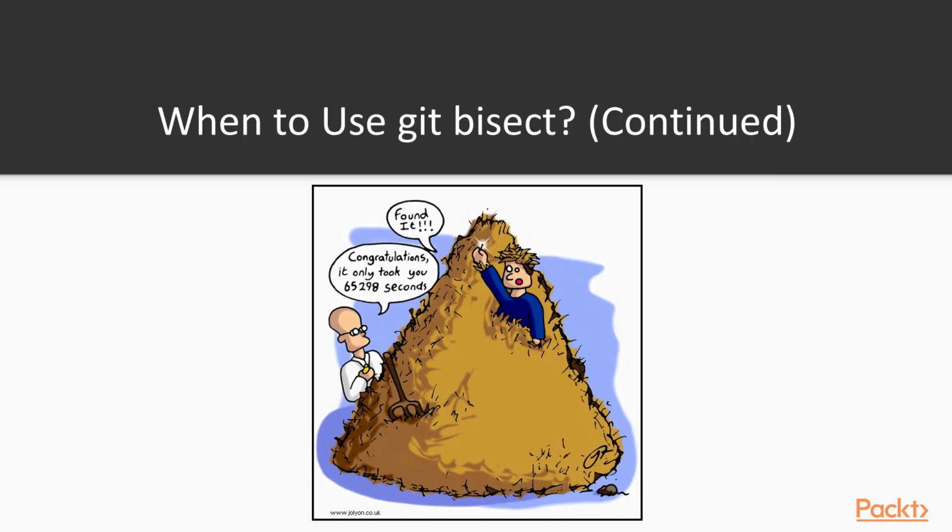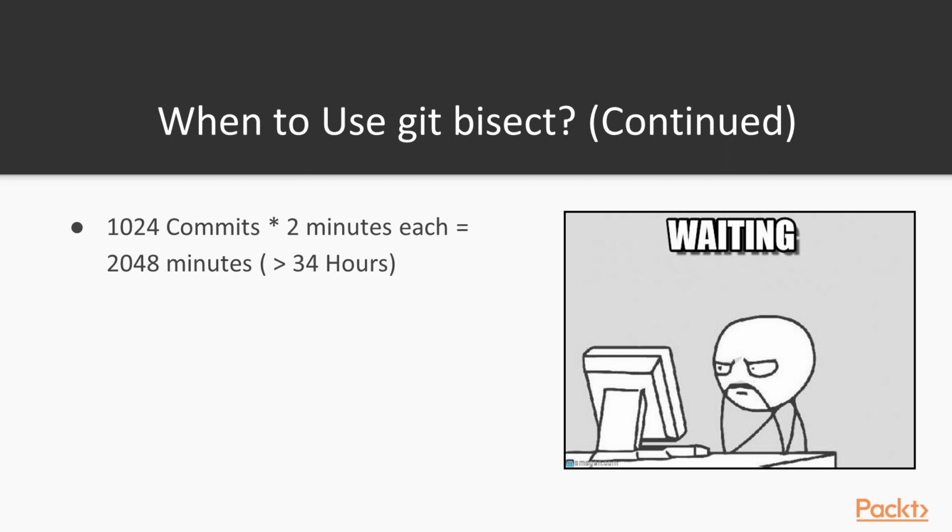The problem is that finding the right commit is not an easy task. You can start, for example, by testing the previous release, then the previous one, but then you also have all the commits between the releases that may have introduced the bug. So if, for example, it takes only 2 minutes to test one commit and you have 1024 commits in your repo, it takes more than 34 hours to test all the commits.